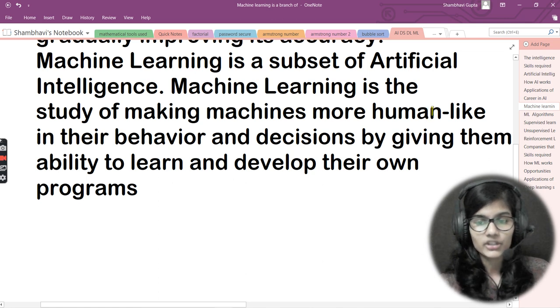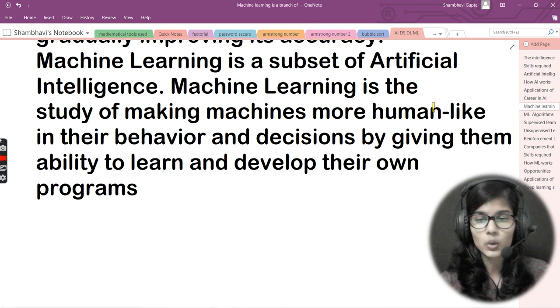Fine. As I mentioned, machine learning also deals with machines in such a way that they can think like humans, they can perform actions as humans do. But what's the difference between machine learning and AI? In AI, basically we just do the thing. In machine learning, we improve the accuracy, we give machines more human-like behavior and decisions, so that they have the ability to learn, and the ability to develop their own programs. All these things we do in machine learning.